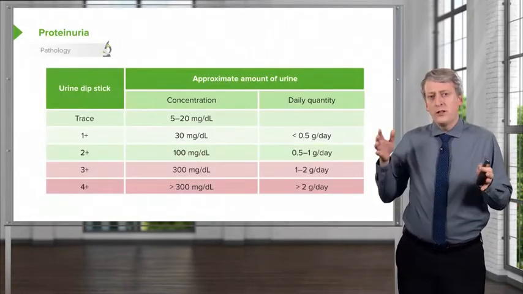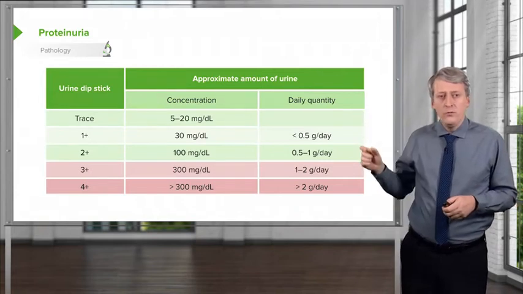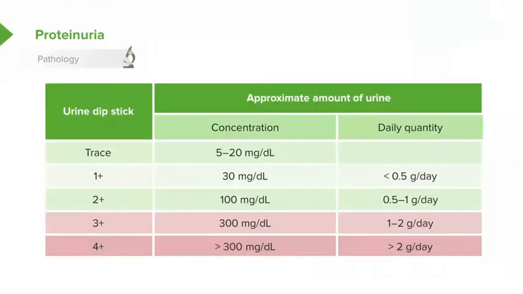So here's a comparison where you can refer for how much protein is on the dipstick and approximately how much that actually works out to be in terms of concentration of protein in the urine. The idea here is that +3 and +4 tend to correlate to more than 1 gram of protein per day lost in the urine, which is usually pathologic.